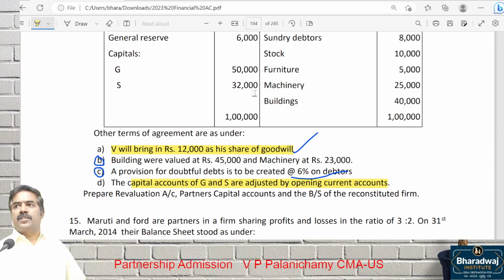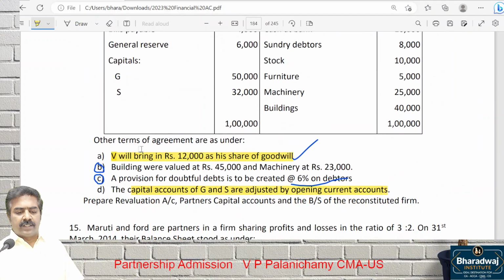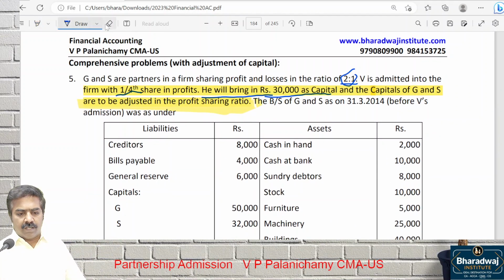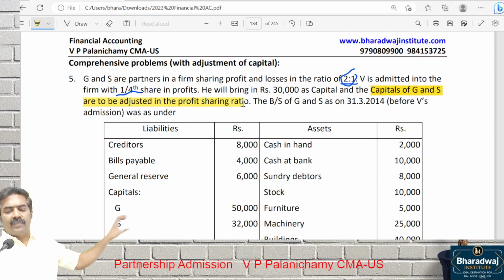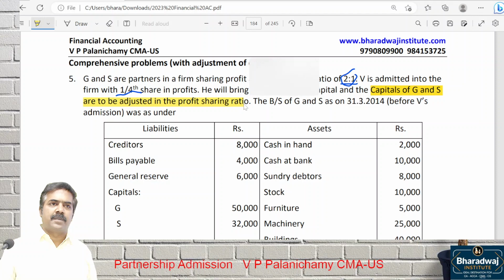Now what is different in this question? Old ratio, new ratio, same. Then goodwill, which method? Premium method. Then point number B and C, you will do which account? Revaluation account, capital account. Step 1, step 2, step 3, everything is same. But capital alone, look at the first line. Capital of which partner? G and S are to be adjusted in which ratio? So that will have an impact in capital account. We will see when it comes to capital account. Other steps are as usual.